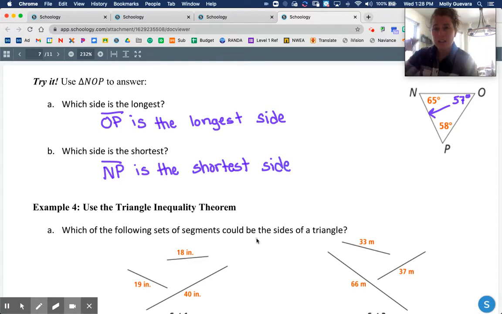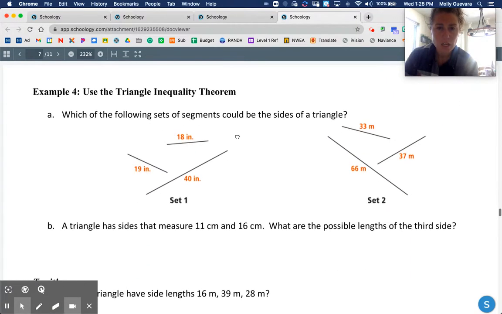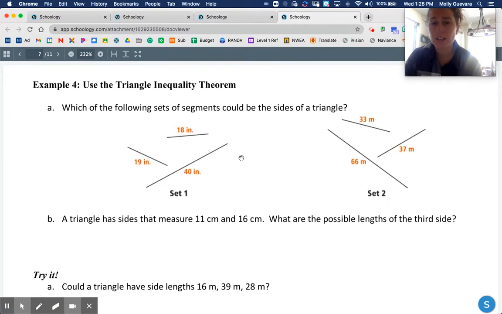So that's kind of all that we're going to talk about on Theorem 5-9. What we're going to do on the rest of this page is focus on the triangle inequality theorem. So we're going to kind of switch gears here. Remember that the triangle inequality theorem says that the third side of a triangle has to be between the difference and the sum of the other two sides.